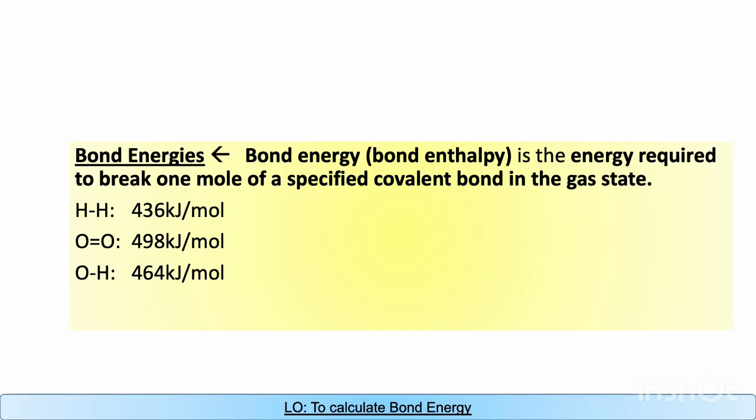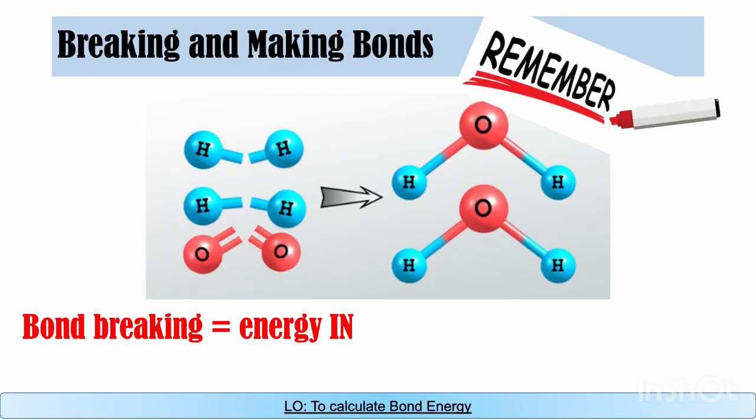During a chemical reaction, all the bonds in the reactants are broken and new bonds are formed in the products. And so, energy must be supplied to break existing bonds, which we say is an endothermic process, and energy is released when new bonds are formed, which is an exothermic process.